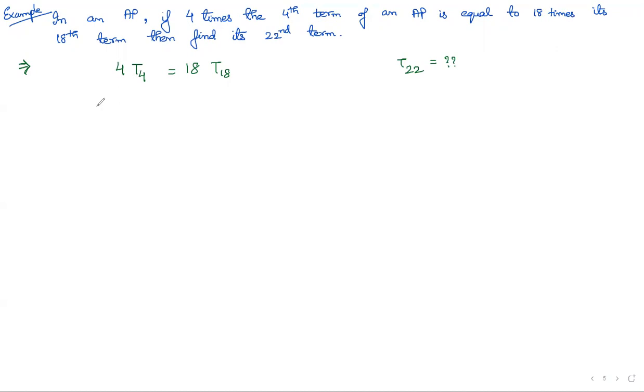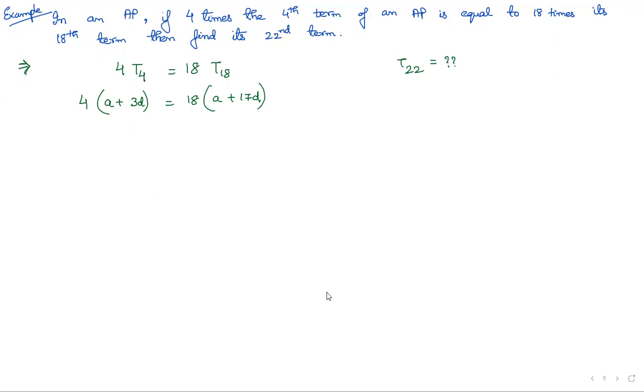Let's substitute and find out. Let's consider the AP with first term A and common difference D. So this is 4 into A plus 3D, and this is 18 into A plus 17D. So now this is 4A plus 4 3s are 12D. I could have actually cancelled, so try to do less calculation. This can be written as, because I can see 2 as common.